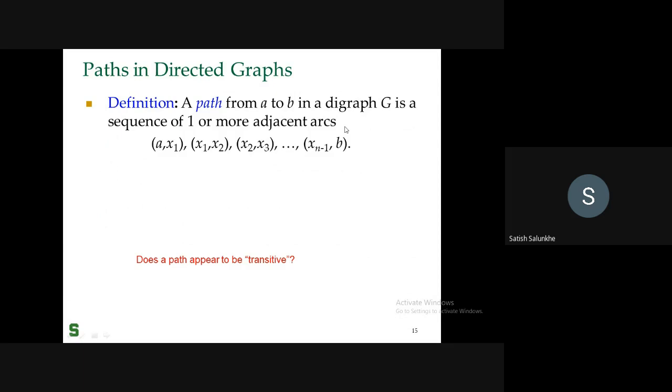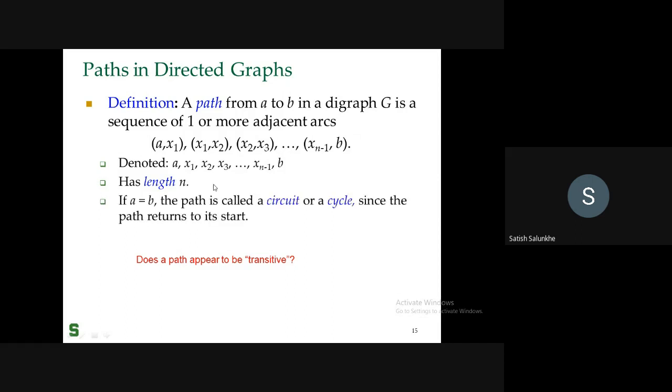I will just directly show, for example, what is the way I am able to reach from A to B? For that you need to hop from A to X1, X1 to X2, X2 to X3, up to Xn minus 1, and then Xn minus 1 to B. If you are hopping from node A through these intermediate nodes and reaching B, what is the length of this hopping? It has length n.